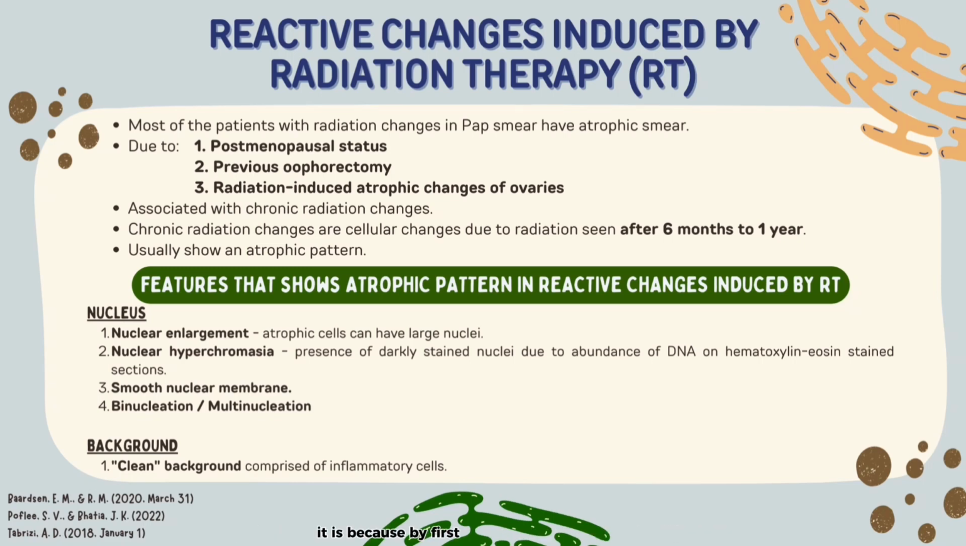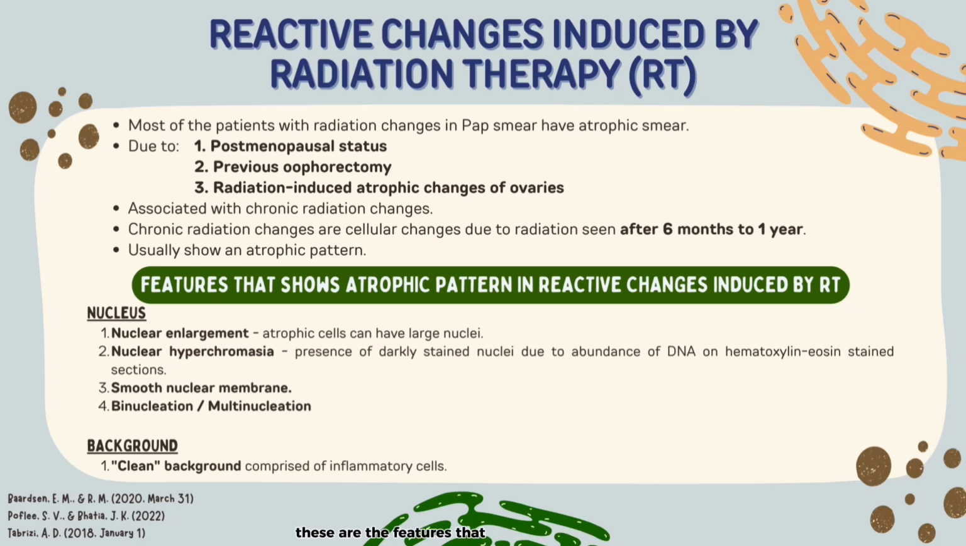It is because, first, is postmenopausal status. Second is previous oophorectomy. Oophorectomy is surgical removal of one or both ovaries. Third is radiation-induced atrophic changes of ovaries. Radiation changes that can show atrophic smear are usually associated with chronic radiation changes rather than acute radiation changes. Chronic radiation changes are cellular changes due to radiation seen after 6 months to 1 year.